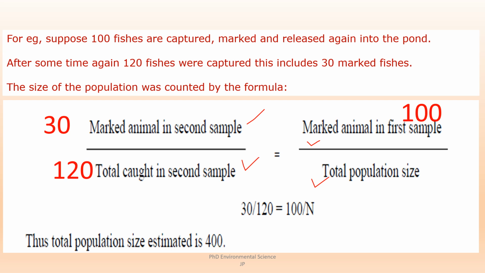So now you have these three values. You can find the value of population size. So 30 divided by 120 is equal to 100 by N. So the total population size is 400.